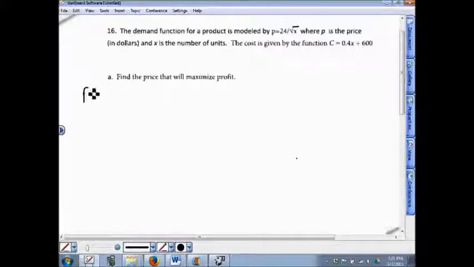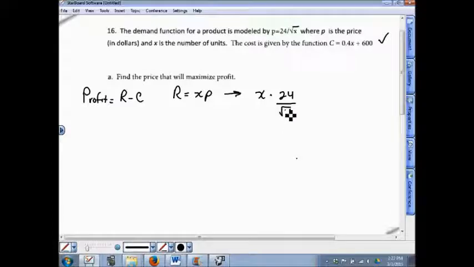Well, first of all, remember profit is equal to revenue minus cost. We've been given the cost function, don't have a revenue function. So you also need to recall that revenue is equal to x times little p, where p is price. Now, this is going to be x multiplied by 24 over the square root of x. You want to rationalize this. You don't want to have a square root in the bottom of a fraction, so if you multiply it by the square root of x over the square root of x, you get 24 root x over x. But then that x will cancel, so revenue is equal to 24 square root of x.